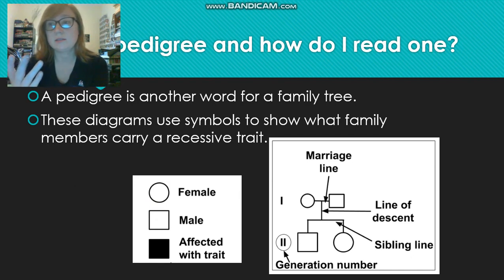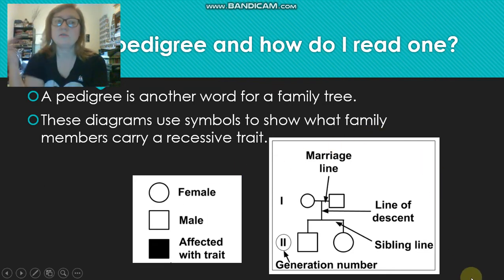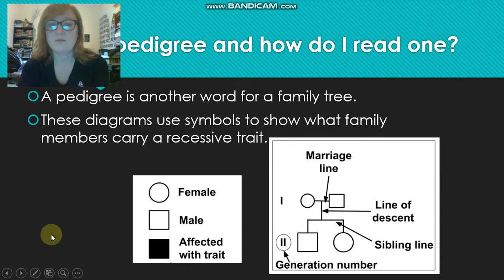Where did you get this recessive trait from? Who had blue eyes in the family? Why don't I have blue eyes? So let's just look at this so we can get an idea of what's going on. Females are represented by a circle, males are represented by a square, and if they have the recessive trait, usually we're looking at a recessive trait, they're going to be filled in. So this just shows a filled in square.